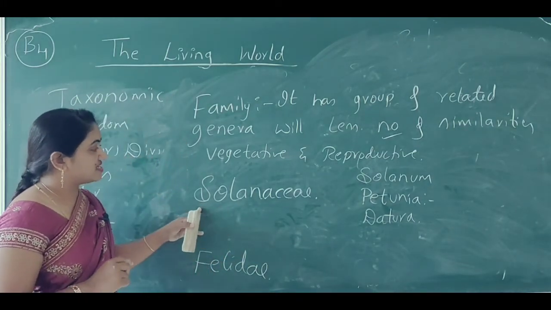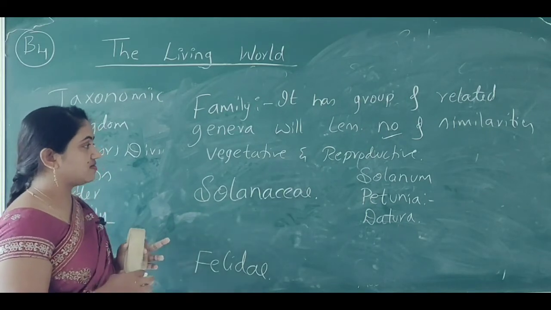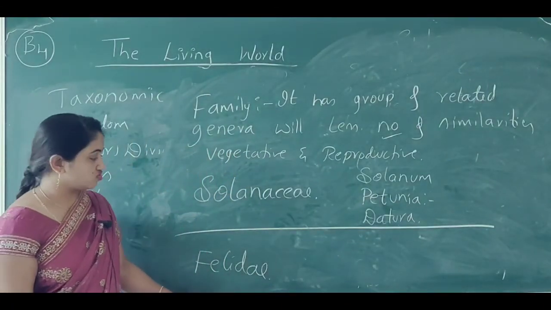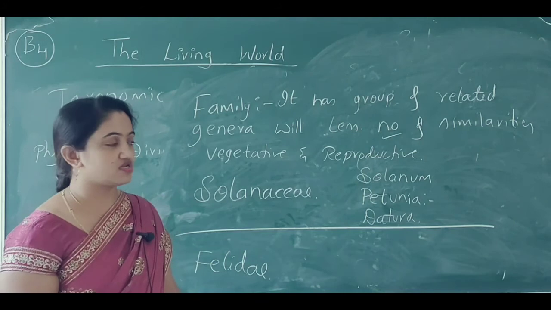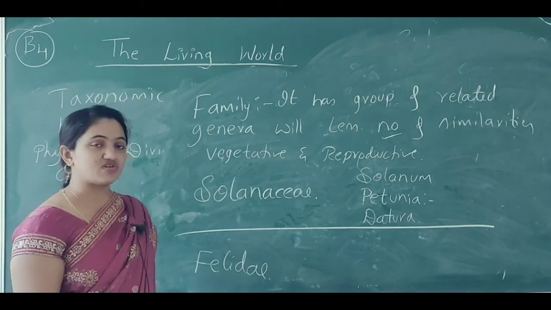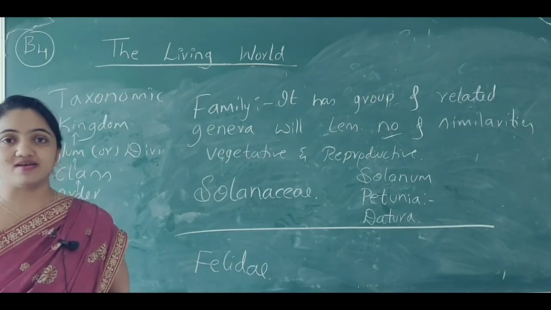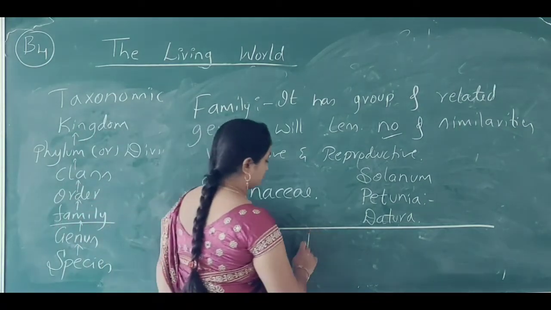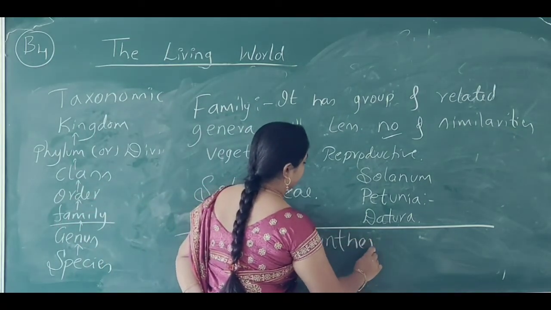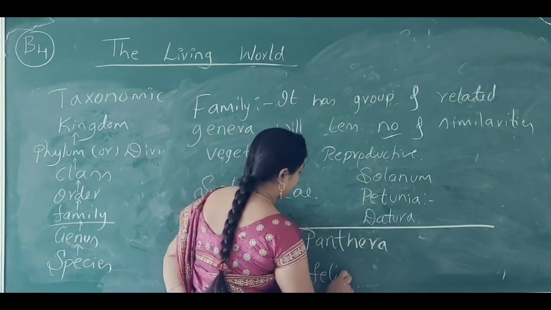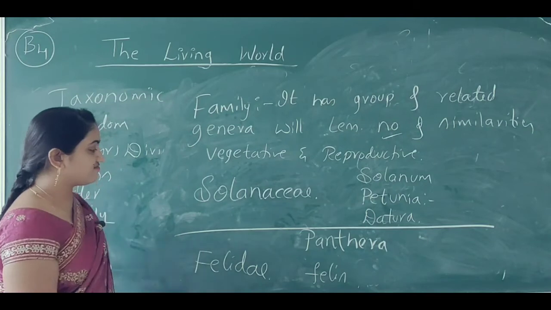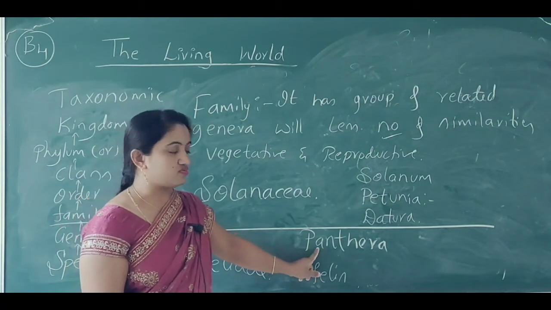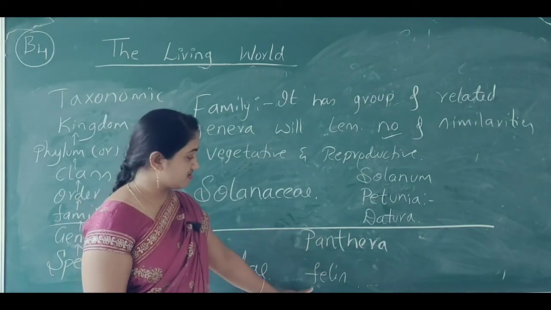Okay, so after Solanaceae, we'll move on to Felidae. The Felidae includes a number of genera. Out of those, I'll write only 2 genera here. One is Panthera and the other is Felis. These are the 2 different genera. Panthera includes the roaring cats or big cats, and then Felis.